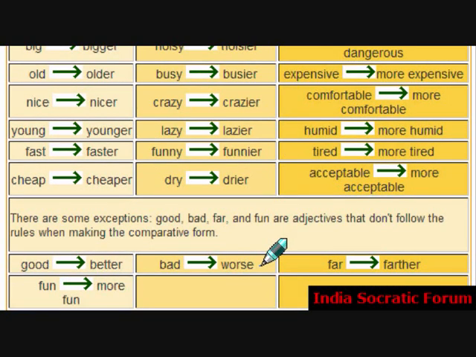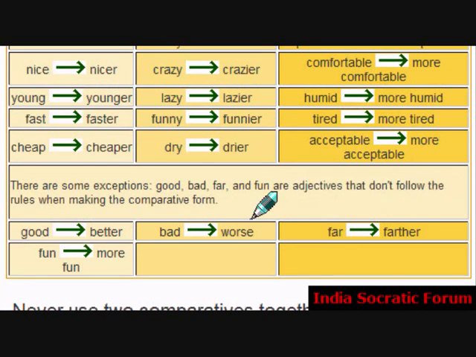Okay. There are some exceptions. Let's see the exceptions which don't follow the rules given above when making the comparative form. For example, good. The comparative form is better. We won't say gooder or more good. We say better. Bad. The comparative form is worse. We won't say badder. Far, further. Don't say farer. That's wrong. These are all exceptions. Exceptions means they don't follow the rules. Fun doesn't make funner. It is a single syllable word, but we still say more fun.